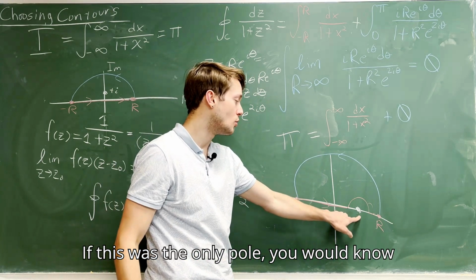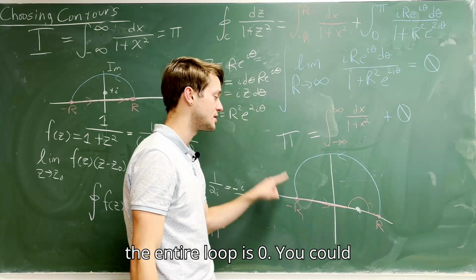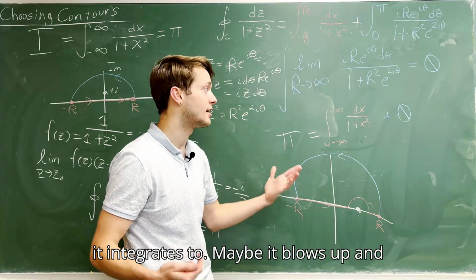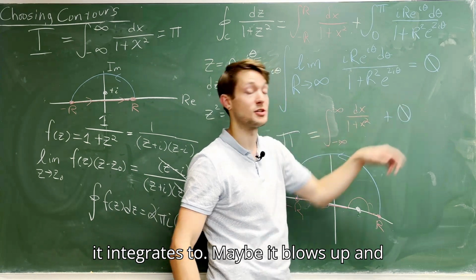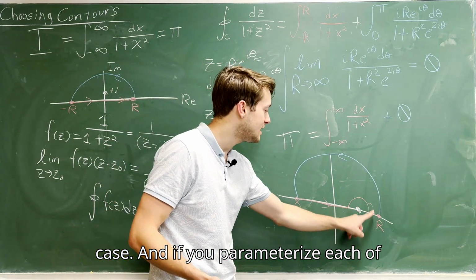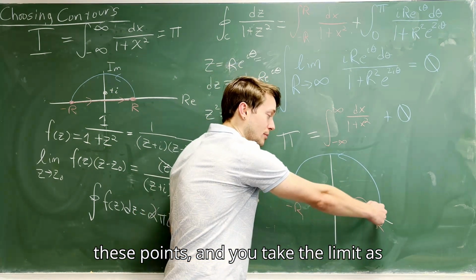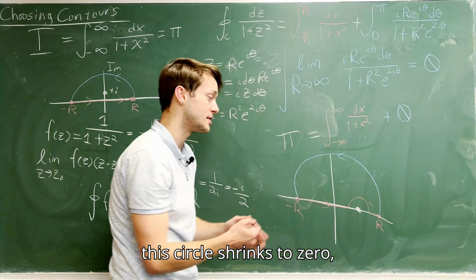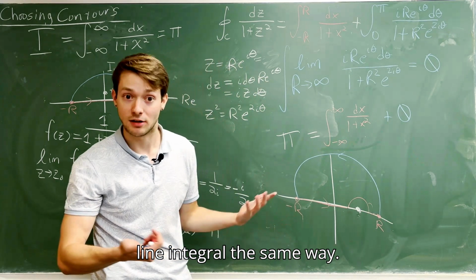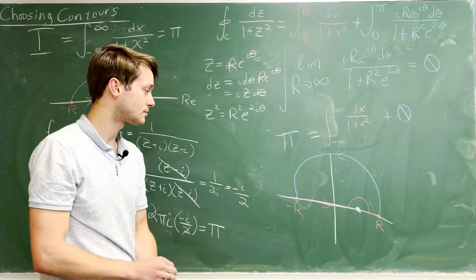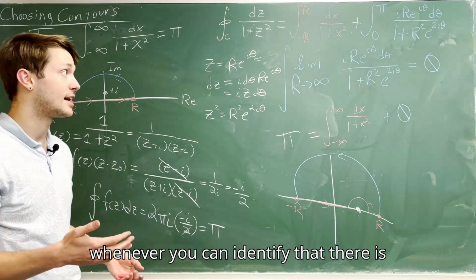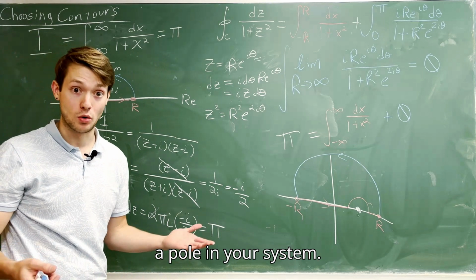If this was the only pole, you would know the entire loop is 0. You could try to figure out this half circle, what it integrates to. Maybe it blows up and turns into 0. Very often that's the case. And if you parameterize each of these points and you take the limit as this circle shrinks to 0, then you could evaluate this real line integral the same way. So complex analysis really helps whenever you can identify that there is a pole in your system.